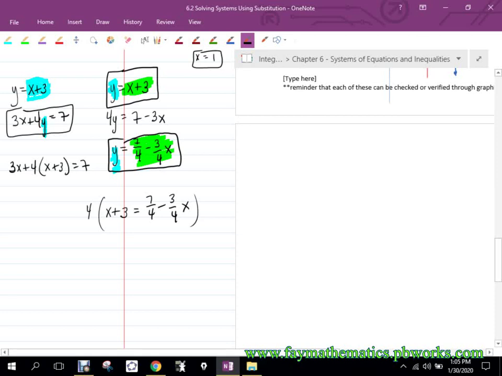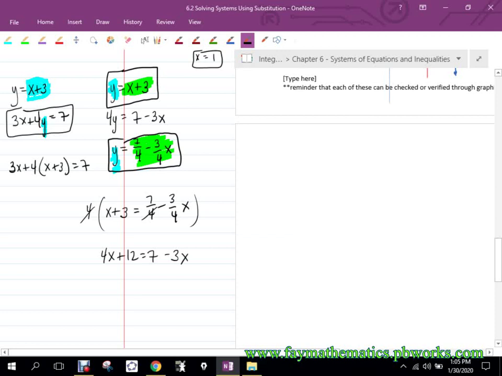So 4 times x becomes 4x. 4 times 3 becomes 12. 4 times 7/4 just gives me 7, right? 4 times negative 3/4 just gives me negative 3x. And I get that, right?